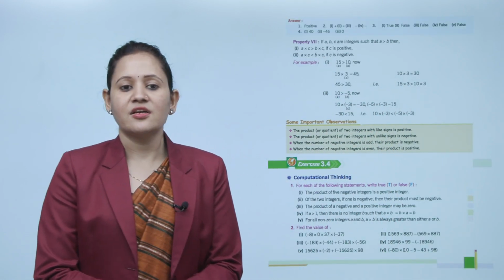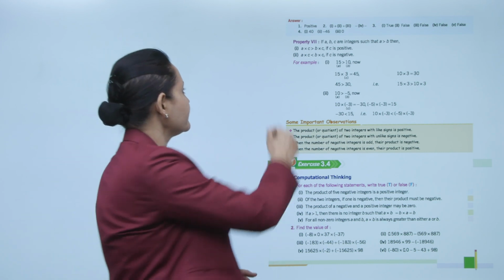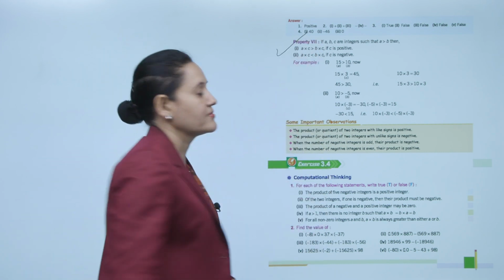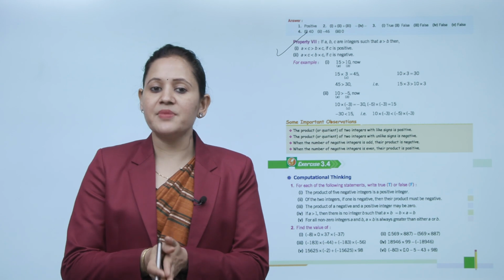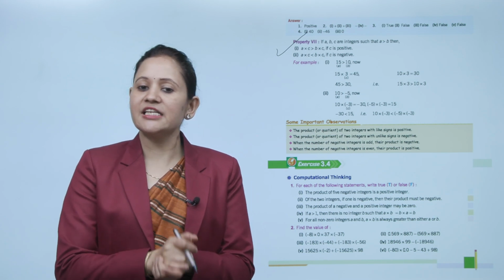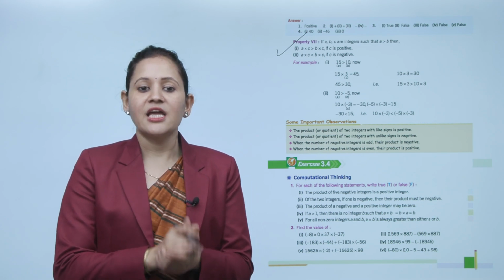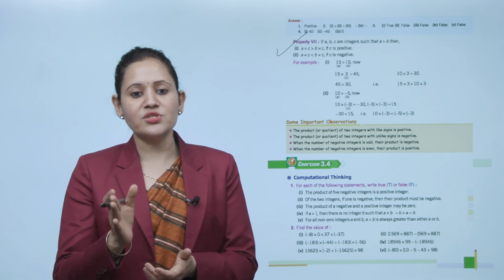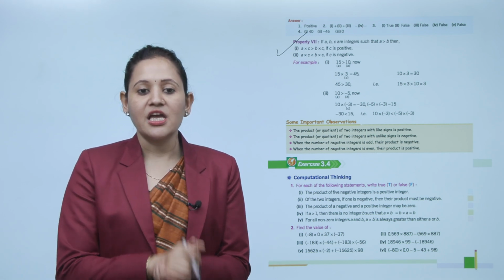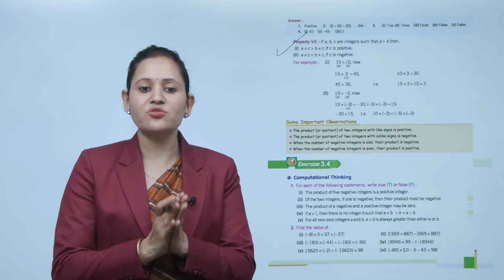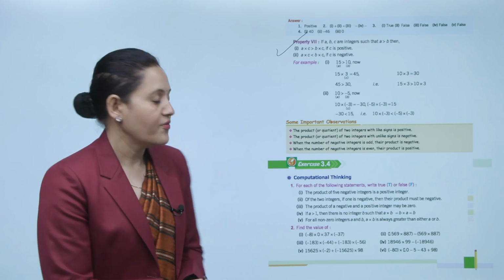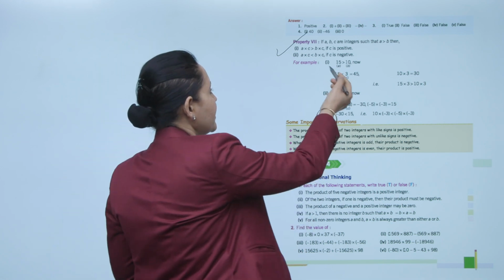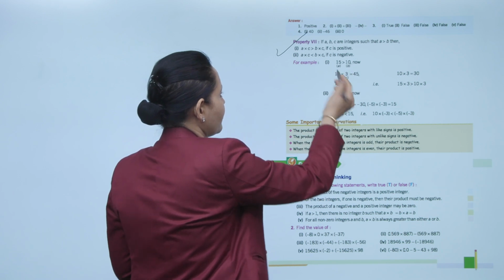Next is property 7. If a, b and c are integers such that a is greater than b, then a into c will be greater than b into c if c is positive. a into c will be less than b into c if c is negative. For example, 15 is greater than 10.